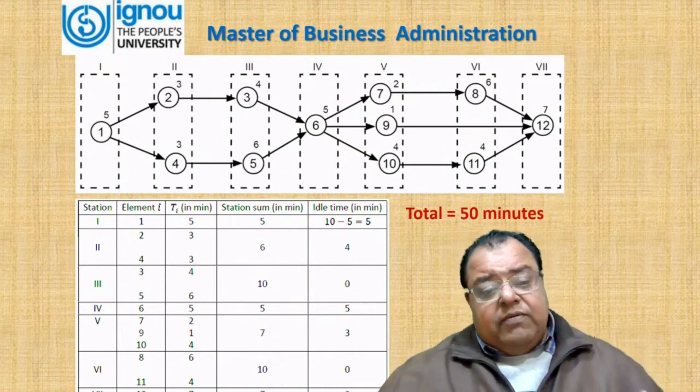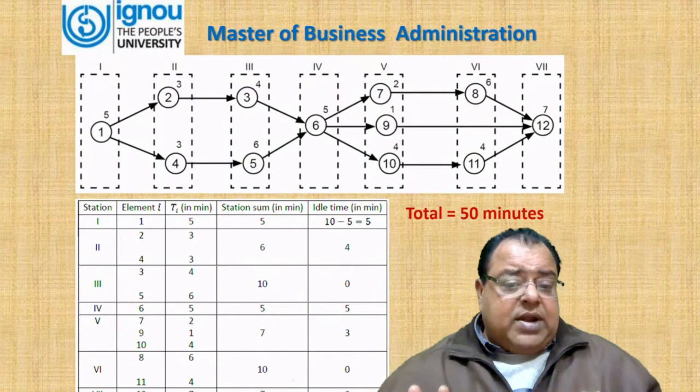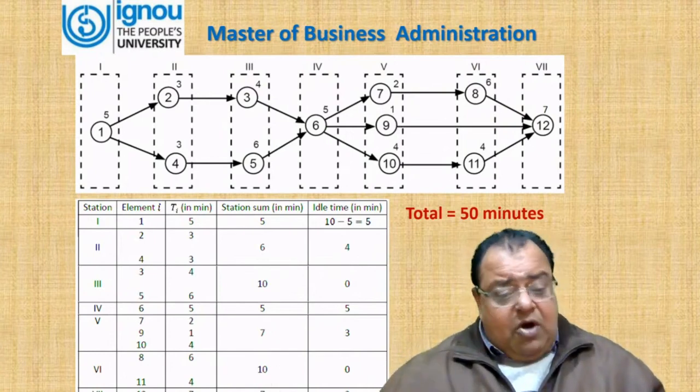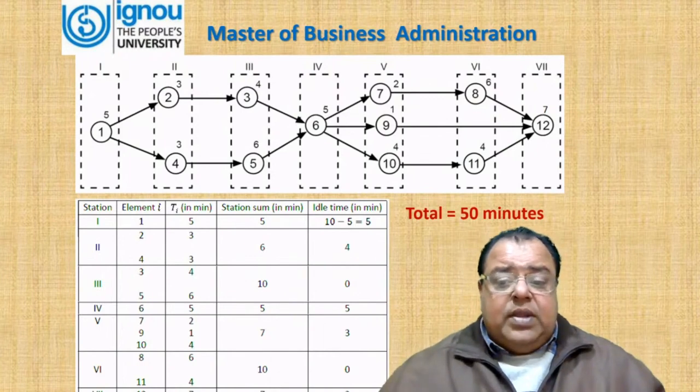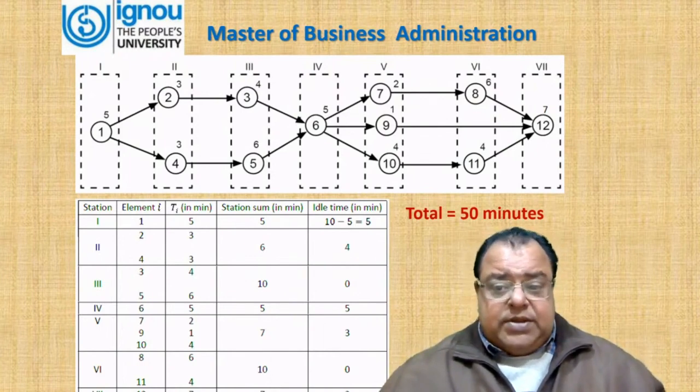Group 3 has elements 3 and 5 and the total time is 10. If we subtract it from the cycle time, the idle time is 0. Similarly, it is performed for all the groups, and the total time comes out to be 50 minutes.